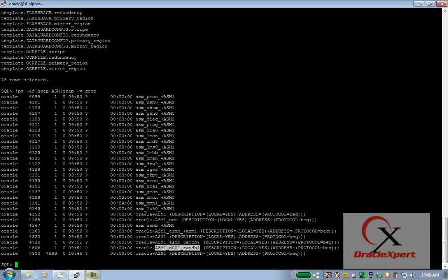So these background processes which are started with PZ9, every time you query something which queries the metadata, those background processes will be spawned, and they help in getting the metadata in a presentable manner when you query the dynamic performance views related to ASM.